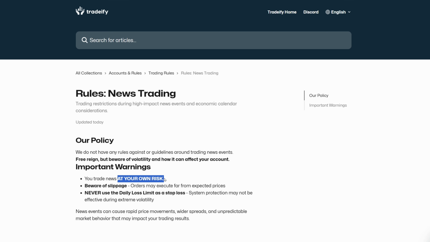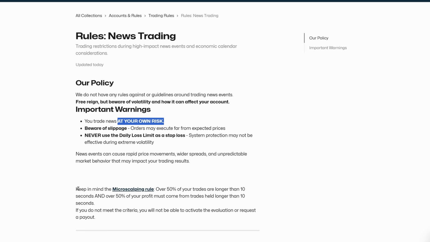Now, with news, we'll have a volatility event in the market. What we don't know is whether it's going to be a volatility event against the trader, or is it going to go in the trader's favor? And for me personally, I'd rather just be flat before any major news. Also, keep in mind, something I see highlighted right down here, micro scalping rule.